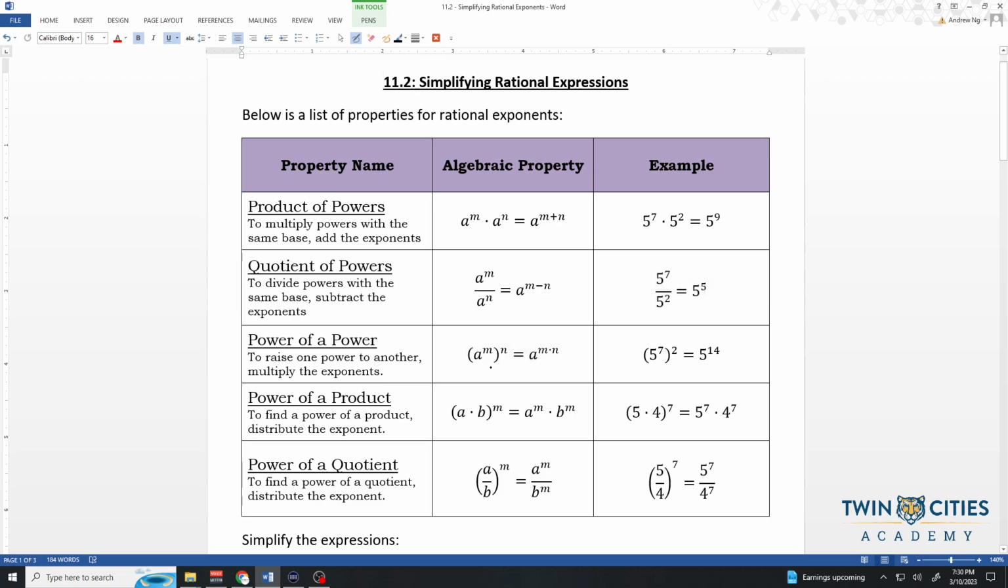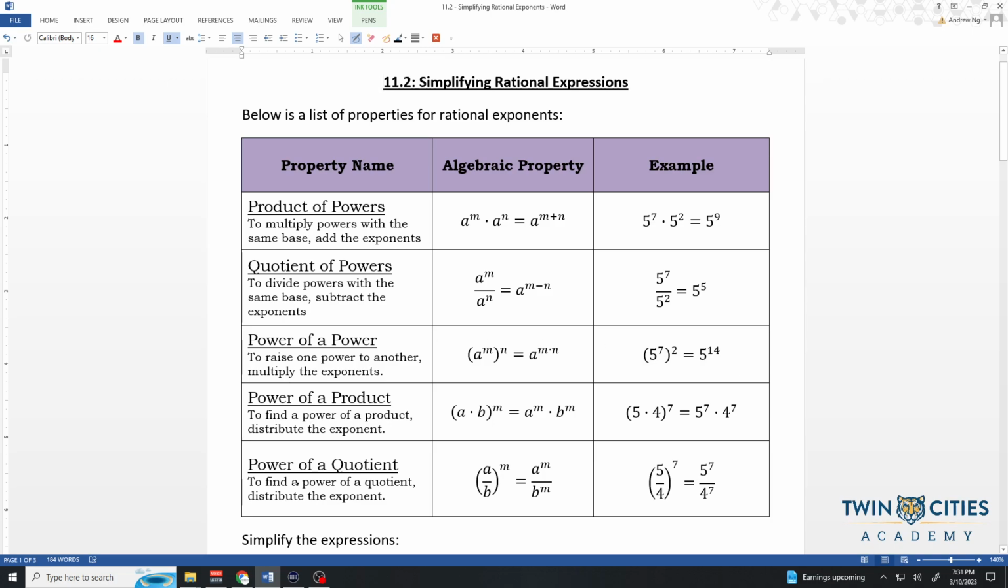Now, if I've got a to the m and I bring all of that, the whole thing, to the nth power, then this will simplify to a to the, multiply the powers, m times n. So 5 to the 7th, that whole thing, to the second power, is the same as 5 to the 14th, because 7 times 2.